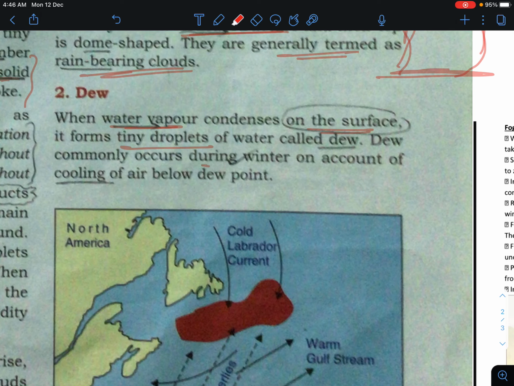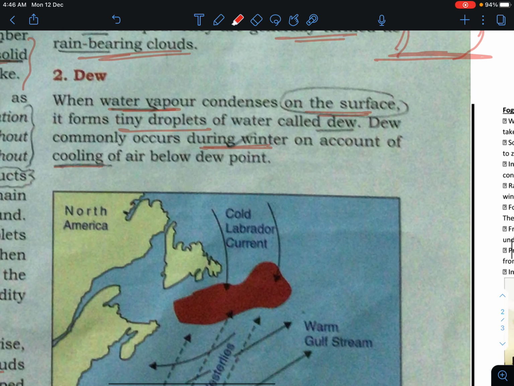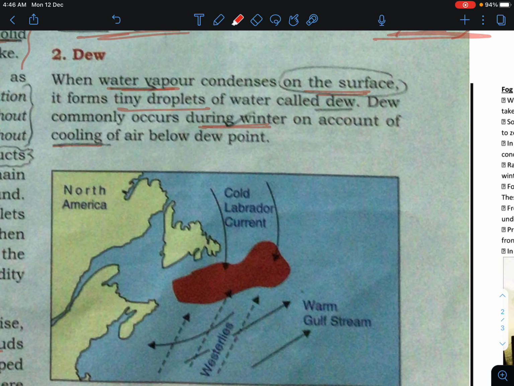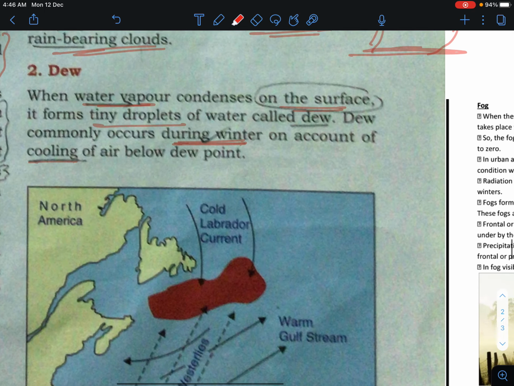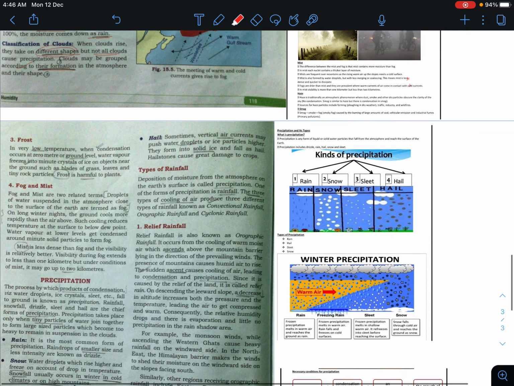Okay, and dew generally occurs during the winter, on account of the cooling of air below the dew point. In the winter season, when the temperature becomes low and falls just below the dew point, the temperature at which the air becomes saturated, the water vapor present in the atmosphere forms tiny droplets of water, and that is called dew.